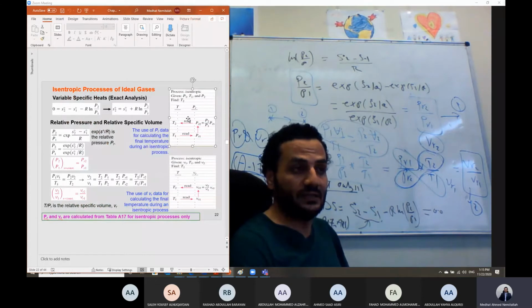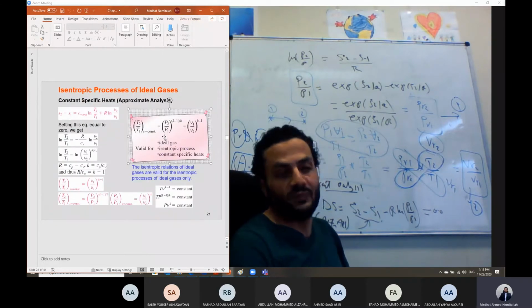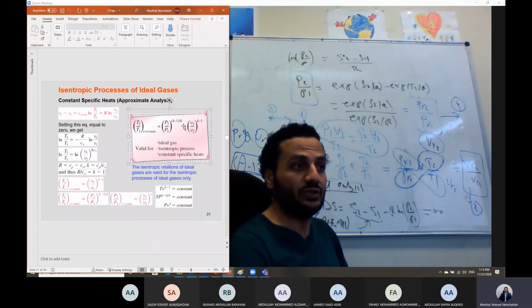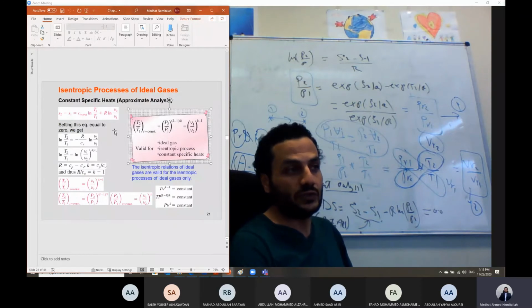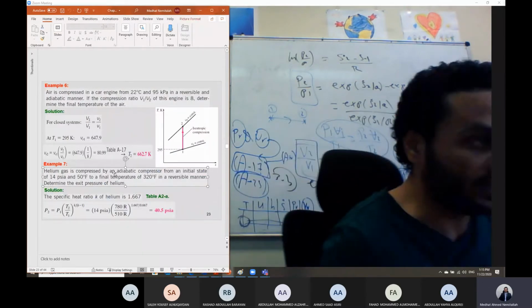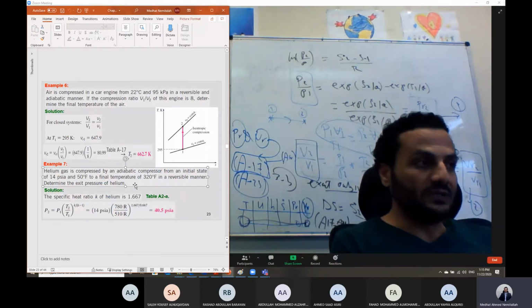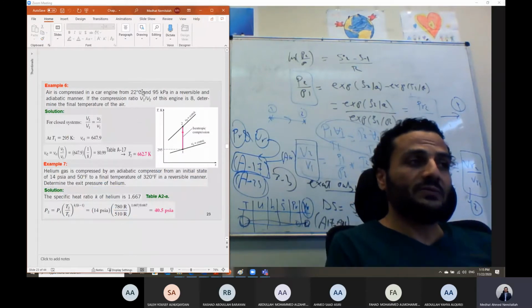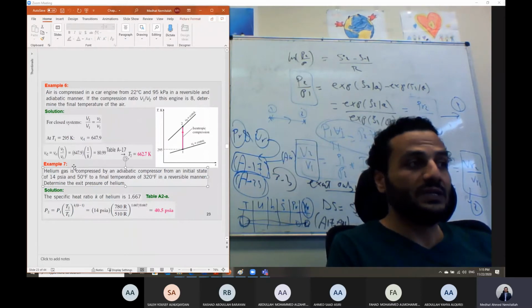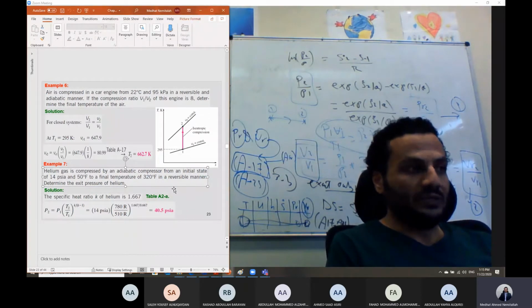This is the exact analysis, using Table A-17. This is the approximate analysis, or the constant specific heat analysis. We can relate the temperature, pressure, and volume change through this relation, which we developed based on setting delta S equal to 0. Here's the second example, for this case following the approximate analysis. Example 6 is based on the exact analysis. Example 7 is based on the approximate analysis.